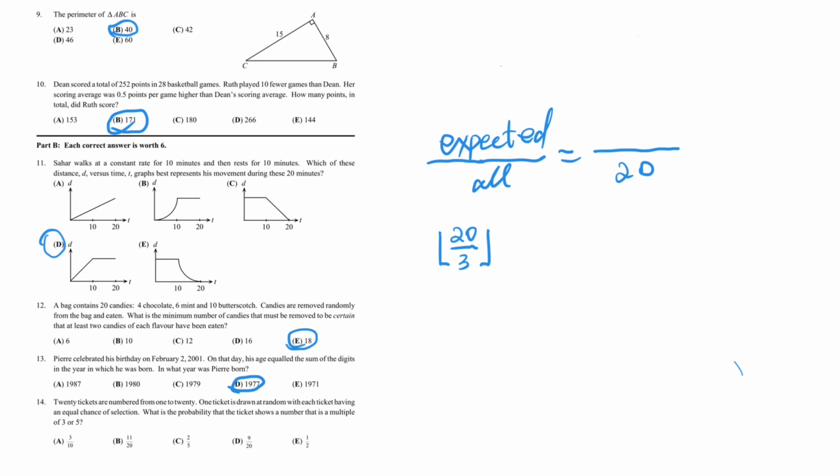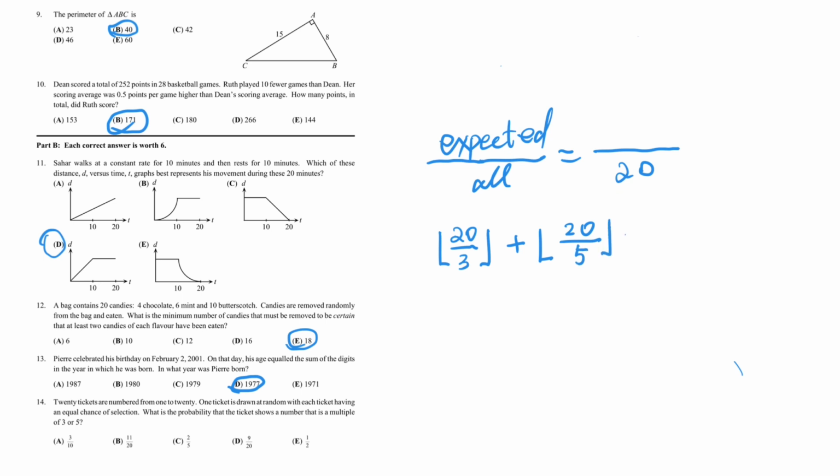Probability. Always we use the expected event over all events. For this question, that's the 20 numbers. Expected is the multiple of 3 or 5. Multiples of 3 in the 20, that's 20 divided by 3. We use the floor function. Plus 20 over 5, that's the multiples of 5.